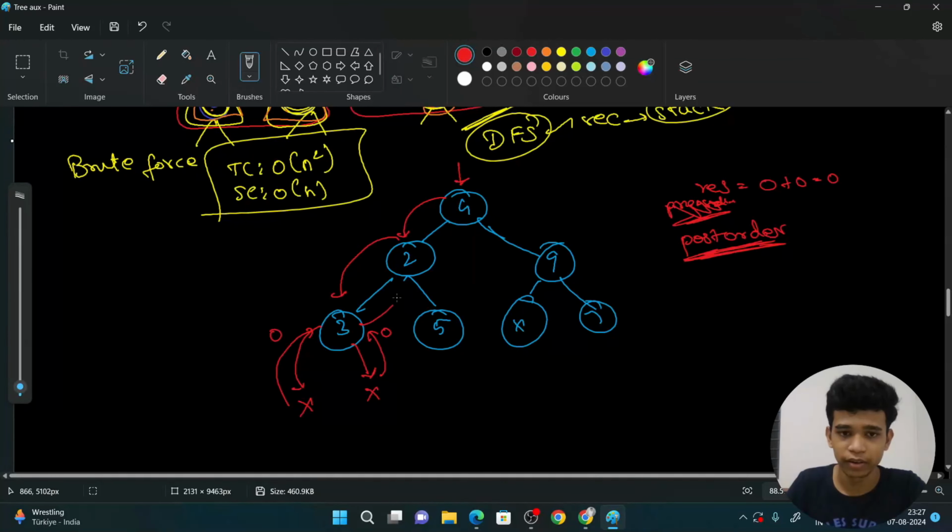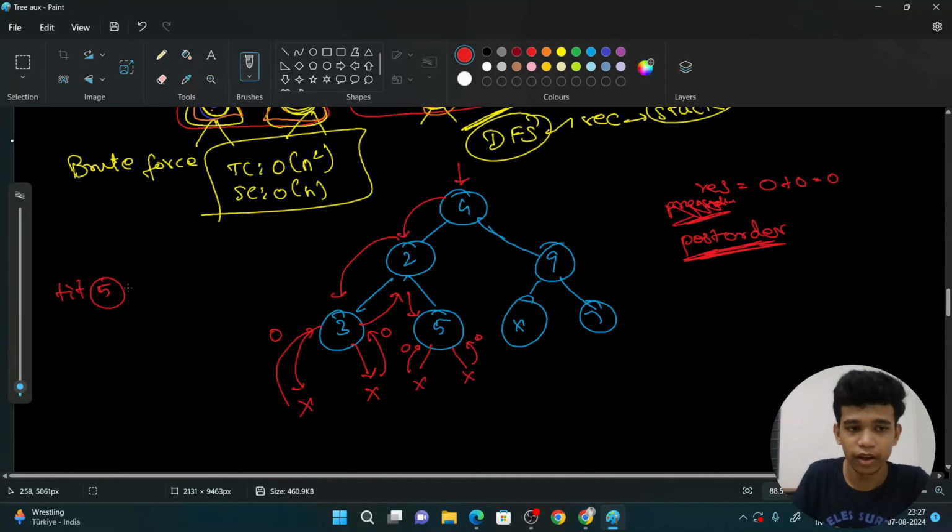Now, again, it goes here. Then it also comes here. Okay. Now, this 5. Here also nothing. Here also nothing. So, these two will return 0, 0. Now, what is the tilt value of this 5? So, the tilt value of 5 is 0 minus 0 is equal to again 0. So, 0 plus 0 will be 0. In result, we want to count it. Okay. Now, again, it will backtrack.